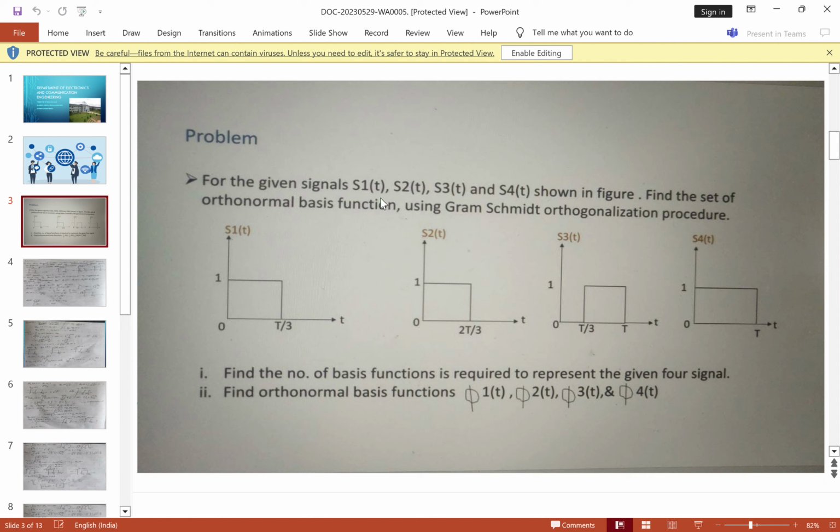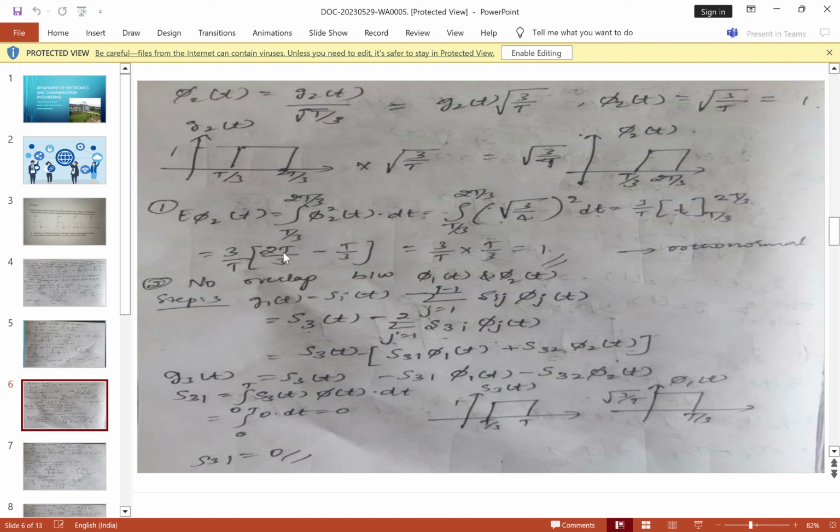g2(t) from T/3 to 2T/3 multiplied by root of 3/T gives psi2(t), between T/3 and 2T/3. Checking the energy of psi2(t): the integral of psi2 squared(t) dt from T/3 to 2T/3 of root of 3/T whole squared dt equals 3/T times the integral from T/3 to 2T/3, which is 3/T times (2T/3 minus T/3), equals 3/T times T/3, which equals 1. This is an orthonormal basis function.